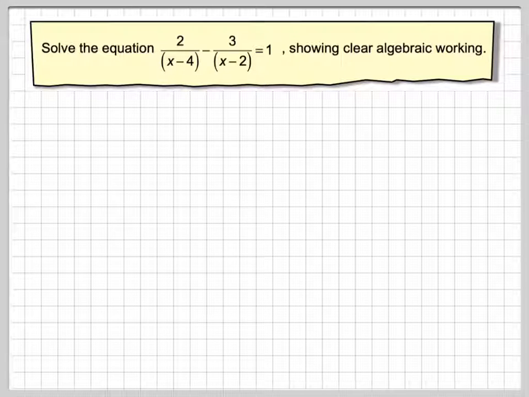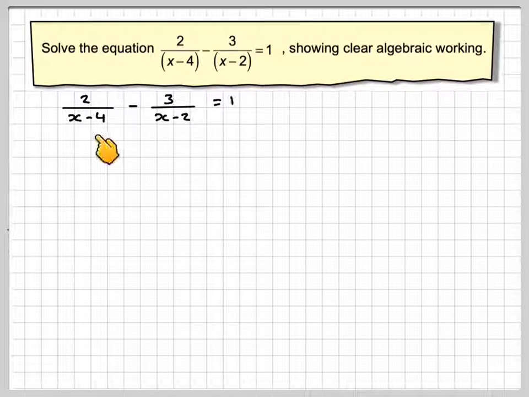Right, in this video we're going to solve the equation 2 over x minus 4 minus 3 over x minus 2 is equal to 1, showing clear algebraic working. Now equations like this normally lead to some sort of quadratic. So let's just write that out.